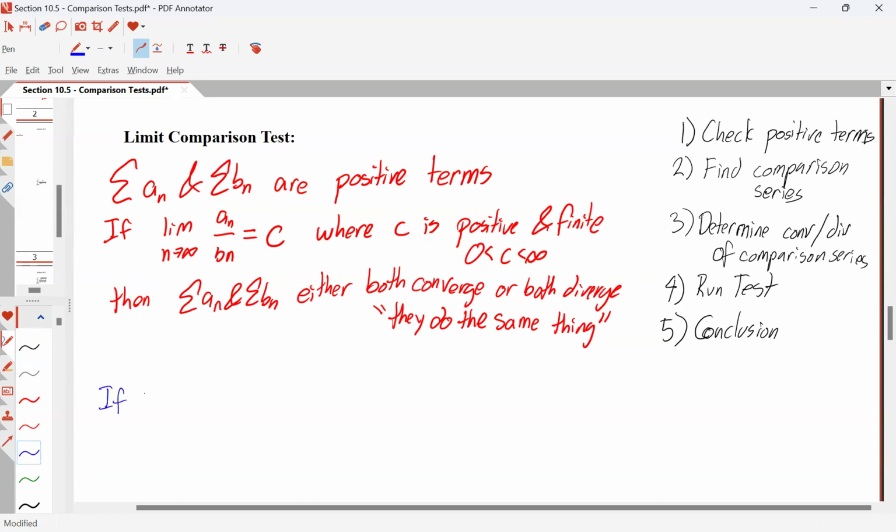And that is if the limit happens to come out to be 0, and we know that the series Bn converges, then the series An also has to converge. So this is because of growth rates. If the limit of An over Bn is going to 0, that means Bn is growing faster. It's getting bigger at a faster rate, making it essentially a bigger sequence. And we know if the bigger sequence converges, or the series of the bigger sequence converges, then the series of the smaller sequence will also converge.